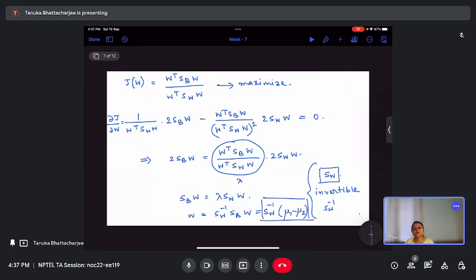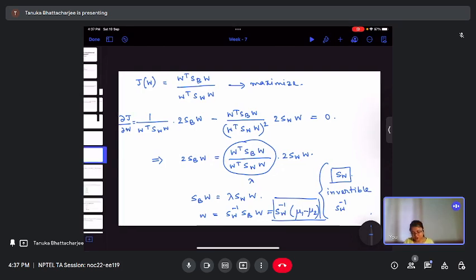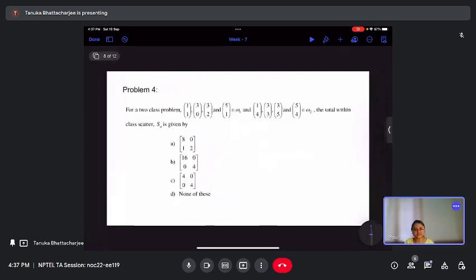Now, let us take some numerical examples to find these things. The first problem is for a 2-class problem where 4 samples are given for class omega 1 and 4 samples are given for class omega 2. You have to compute the total within class scatter SW. As we already saw, the total within class scatter will be the within class scatter of class omega 1 plus the within class scatter of class omega 2.